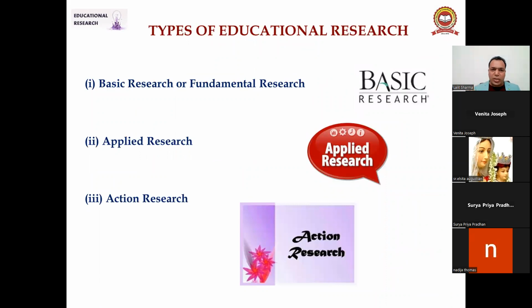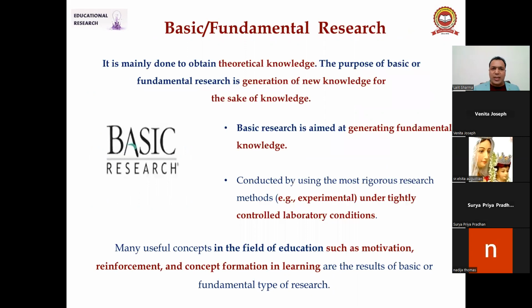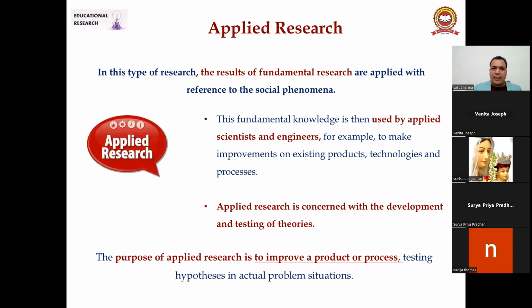There are 3 types of research: basic research or fundamental research, applied research, and action research. The examiner has asked the question, what is the difference between basic research and applied research. Basic research is mainly done to obtain theoretical knowledge. This is called basic research or fundamental research. The purpose of fundamental research is to generate new knowledge for the sake of knowledge.